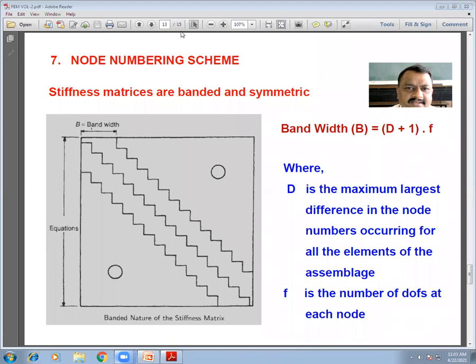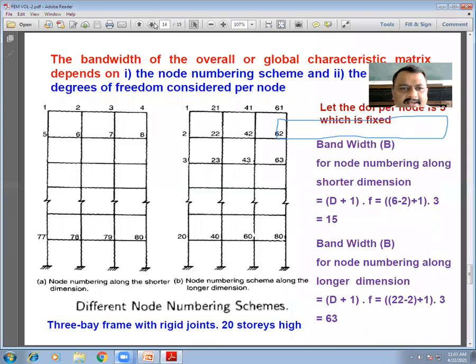Yesterday in class we discussed bandwidth. So what is bandwidth mathematically? It is B equal to (D plus 1) into F. D is the maximum, largest difference in the node numbers occurring for all the elements of the assemblage, right? F is the number of degrees of freedom at each node. That is what bandwidth is, mathematically speaking.